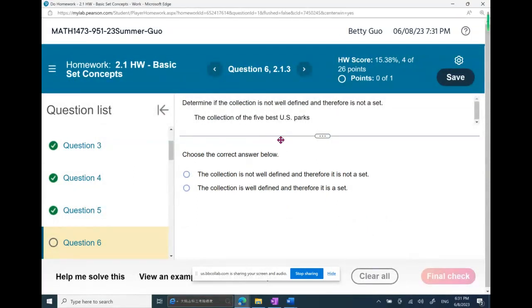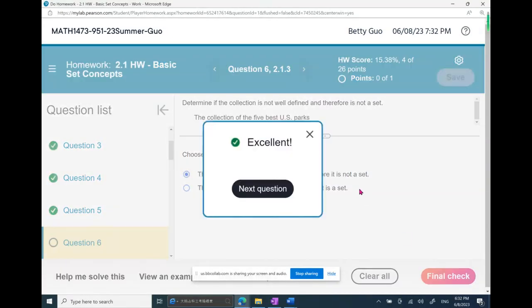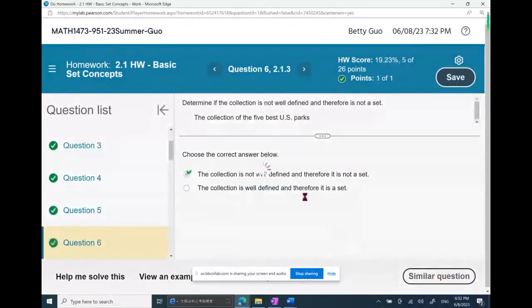The collection of the 5 best U.S. parks. What do you think? It's very subjective. Yeah, not well defined. Your 5 best U.S. parks will be probably different from my 5 best U.S. parks, right? Yeah. Okay.